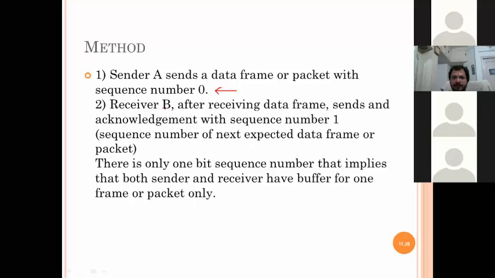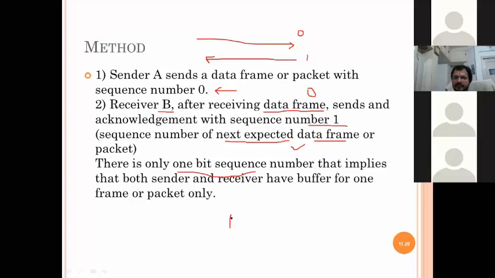Yes. Then receiver B, after receiving the data frame that is 0, will send the acknowledgement with the sequence number 1. If the frame 0 is received, then the acknowledgement for next frame that is 1 will be expected and will be communicated to the sender. The sequence number of the next expected data frame or packet. There is only a 1 bit sequence number.